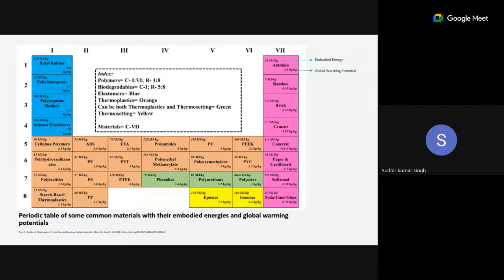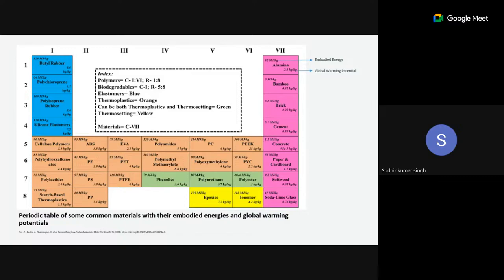For example, PVC, polyurethane. If you look into the orange, rightmost bottom is PVC, polyurethane, polystyrene, starch-based thermoplastic. These all materials we are using either in form of insulation or fibers in making our construction material. Then there are biodegradables. There are elastomers. There are thermoplastic. Can be both thermoplastic and thermosetting. They can be thermosetting, and they can be only mineral-based material.